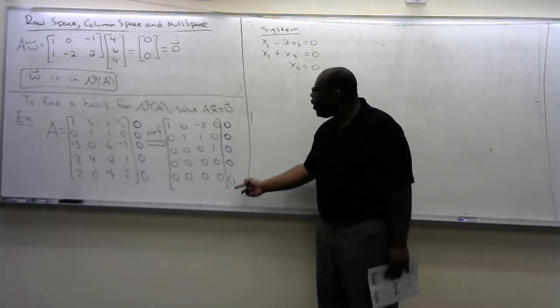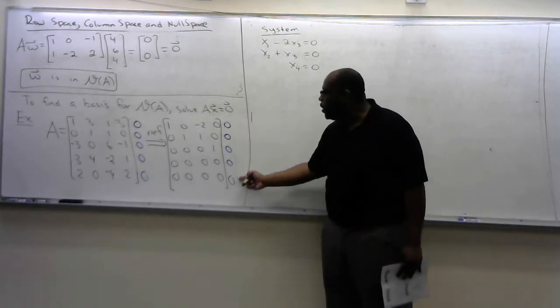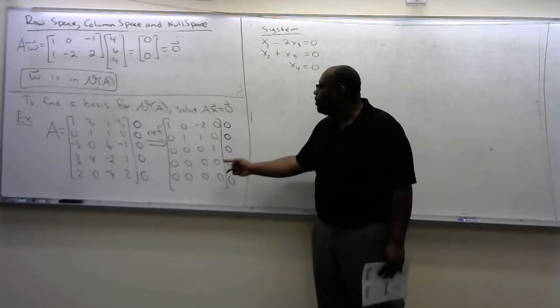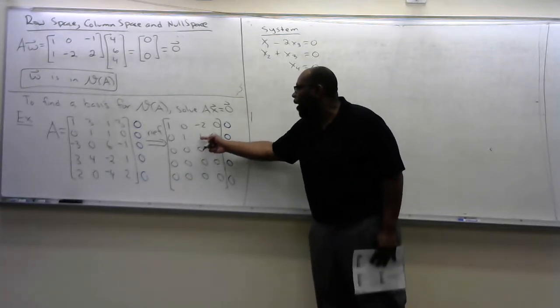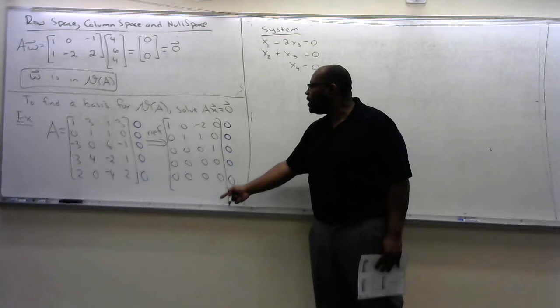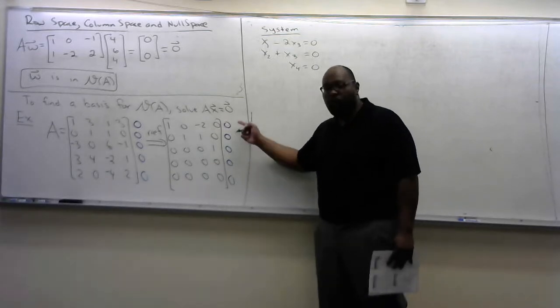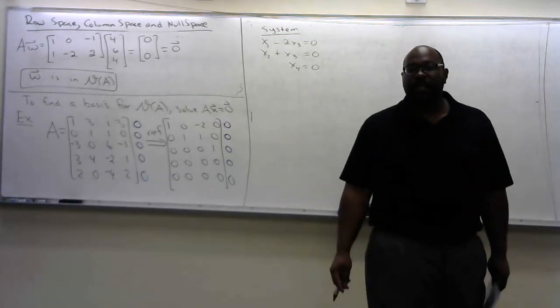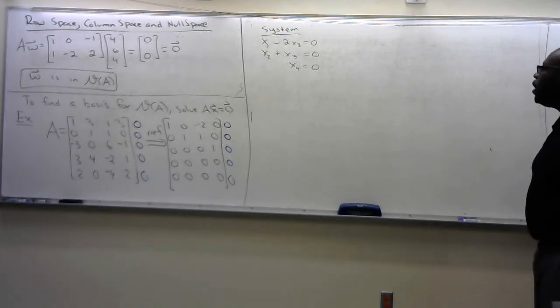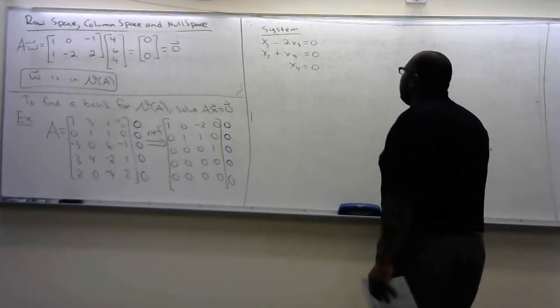Now, that's why I made sure to put this column of zeros here, to remind myself that I'm dealing with x1, x2, x3, and x4. So this is not my last column, I have one more column that I'm dealing with here. What's my solution when we work this out? Solution.